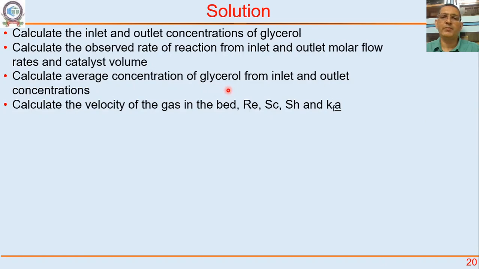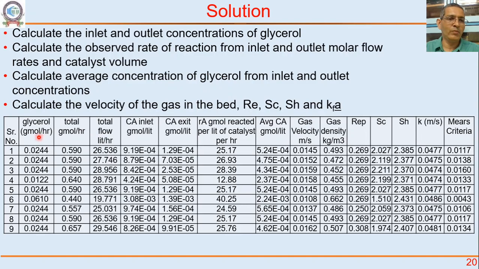If you have not done it, pause and do it. Okay, glycerol gram mole per hour, this is there, we have calculated total gram mole per hour, we have calculated total molar flow rate. These two give us inlet glycerol concentration. We know conversion, so we can calculate exit gram mole per hour. So rate, this is now our observed rate. This is our R observed, you see.